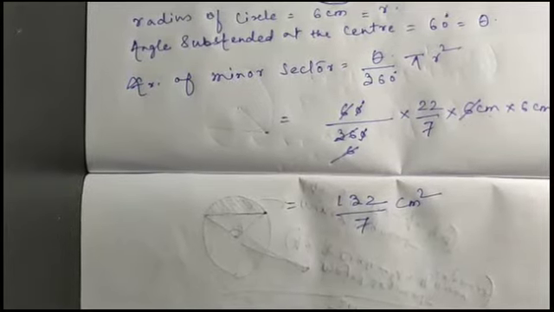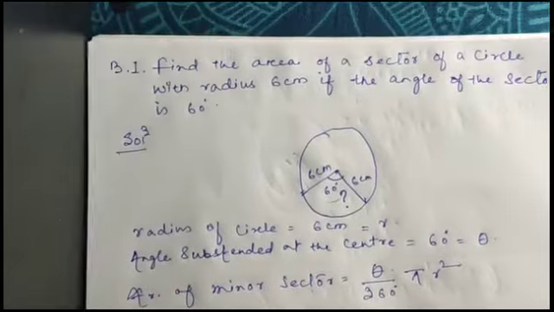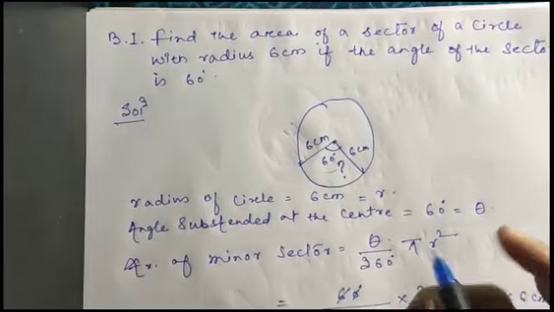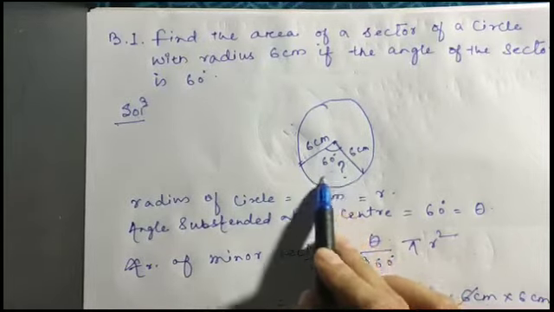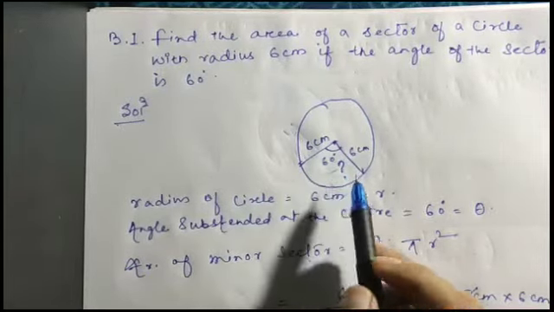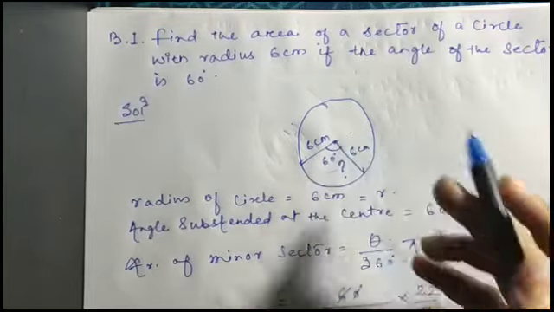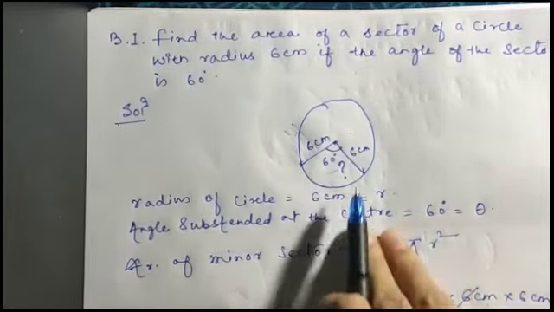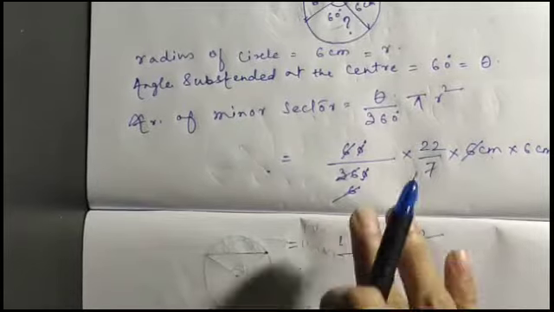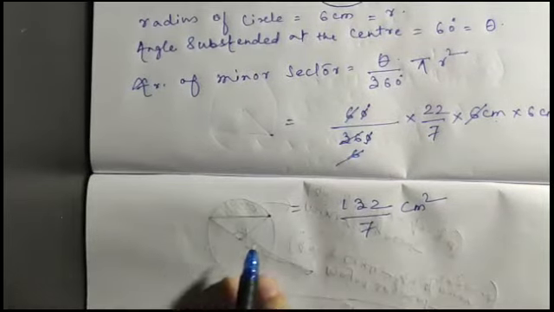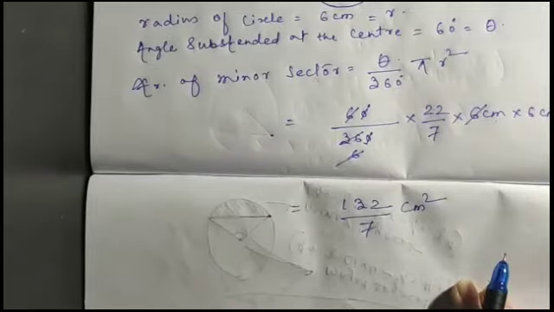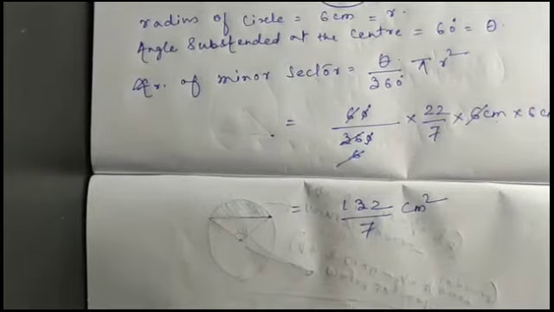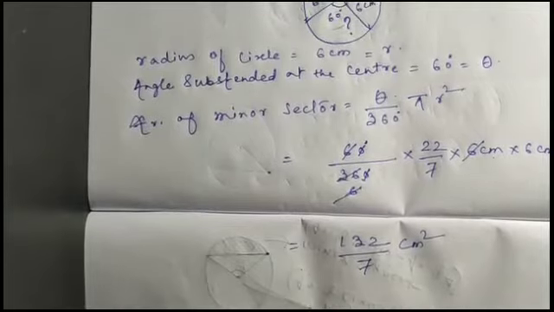Here it is asked only to find out the area of the sector of the circle. They are asking only for this minor sector. If they would have asked for the major sector, then after doing this portion as we have done, we would find the area of the major sector, that is area of the circle minus area of the minor sector. But since here they have not asked for the major sector, we will stop here.